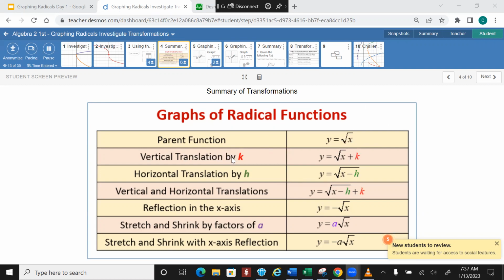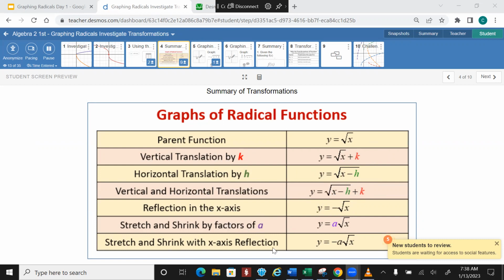So if I had a vertical translation by k, it would look like this. Obviously, we would have a number for k, but that would be shifted up k units. Horizontal translation would be this h underneath the radical. A vertical and horizontal translation would look like this. And then a reflection in the x-axis would have a negative number out front.